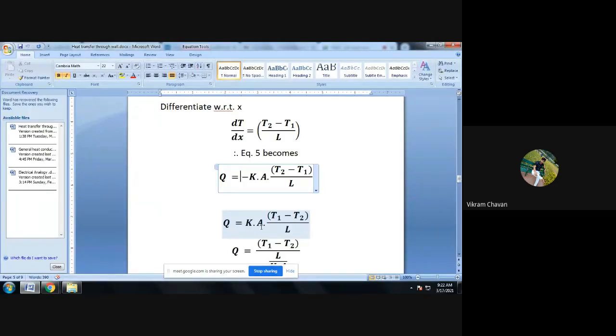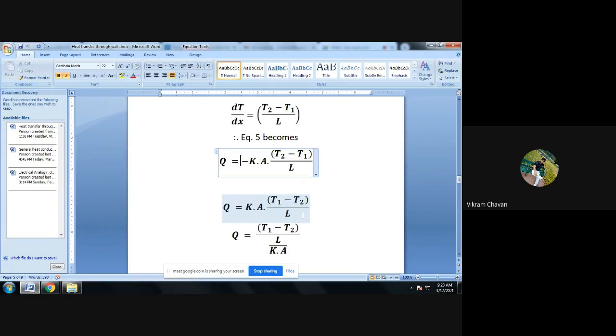Q is equal to k multiplied by A multiplied by (T1 minus T2) divided by L. So what has changed? We have just absorbed the negative sign inside the bracket. T1 becomes plus T1, and T2 becomes minus T2. So we have just rearranged the bracket quantities as T1 minus T2.